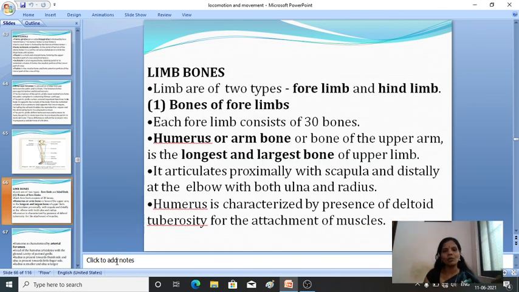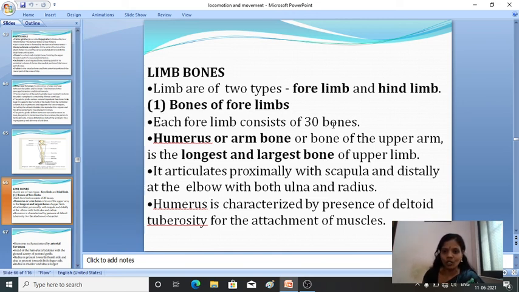So next comes the limb bones. Again, the limbs are of 2 types: one is forelimb and another one is the hind limb. Forelimbs and hind limbs. Okay, forelimbs and hind limbs. So bones of forelimbs. Each forelimb consists of 30 bones.